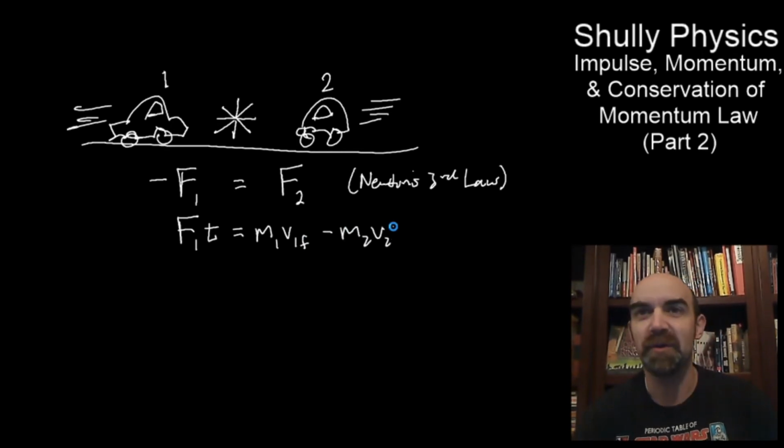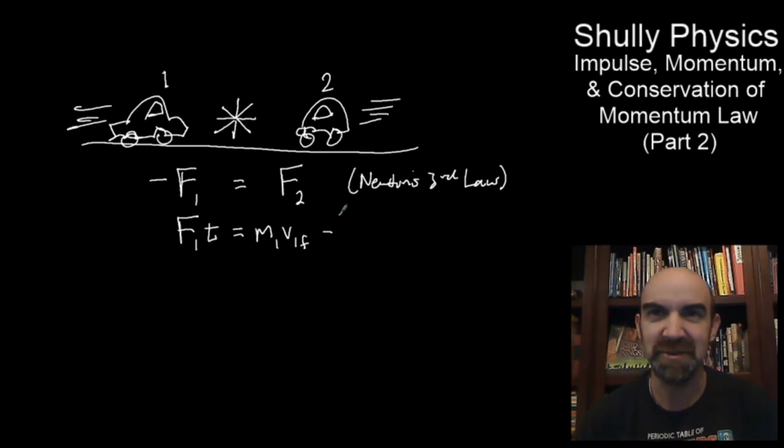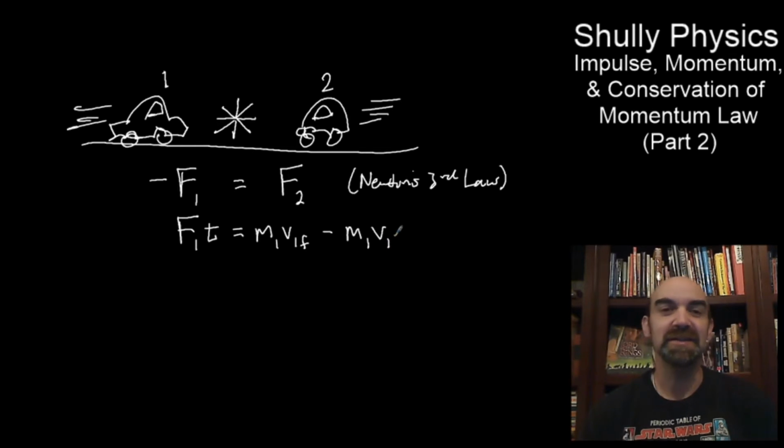Oops. Where am I going with that? My brain's going a little ahead of myself. So the change in momentum of the first car: maybe I'll make that mistake for you. Don't make that one. I already did. Mass 1 times v1 final, minus mass 1 times initial velocity. I'm going to keep it just as v1 so we don't have too many rogue subscripts.